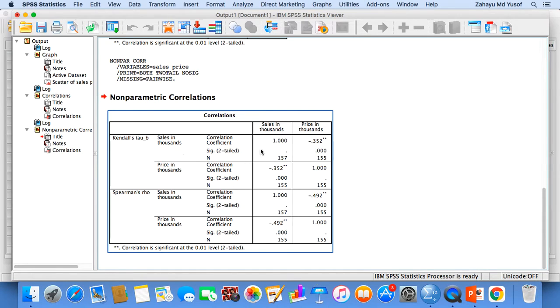So you can see that the value is negative 0.3, and then for Spearman negative 0.4, both indicate that these two variables, sales and price, have a negative weak relationship. And then 0.000 for the p-value, which is significant. So the relationship is significant.